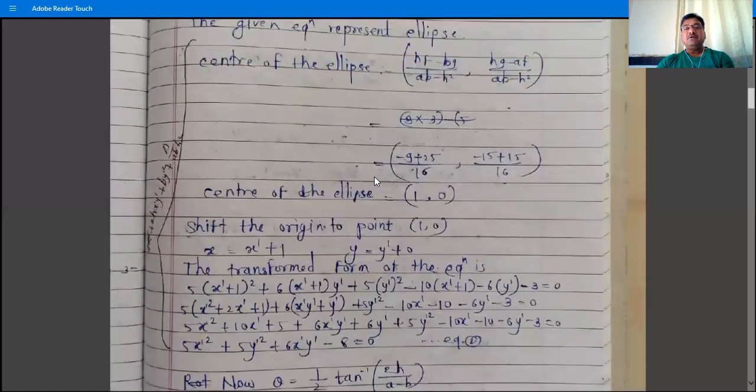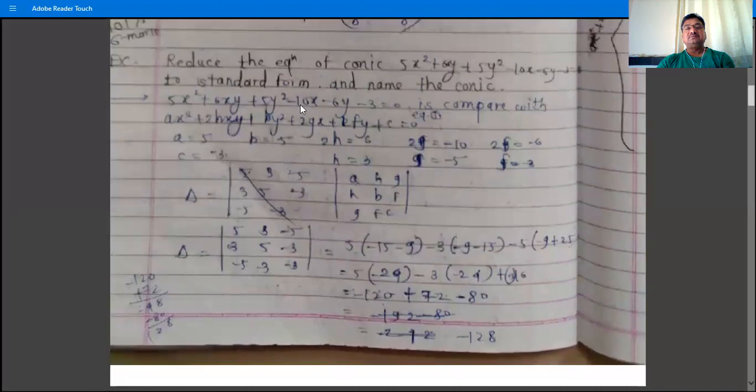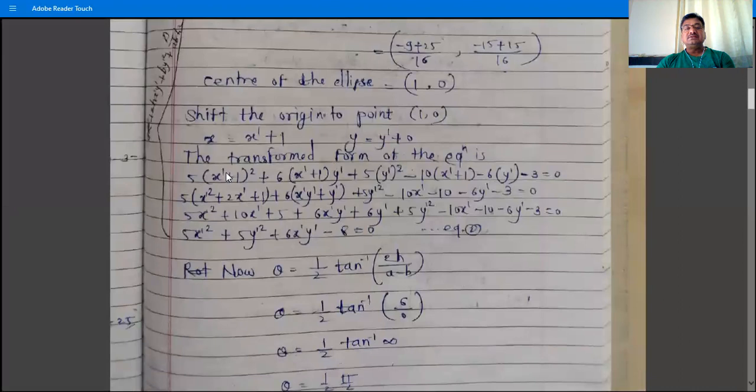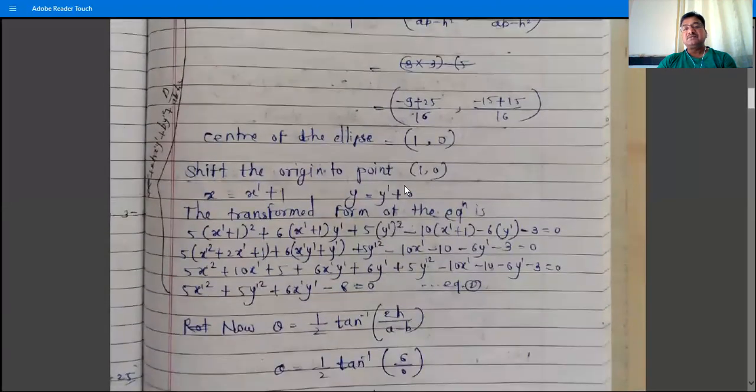Then the transformed form of the given equation is what? Is 5x², so replace x by (x' + 1)², plus 6x into y: x means x' + 1, into y means y', plus 5y'², y² means y'², minus 10 times x, value of x is x' + 1, minus 6y', y value of y, minus 3 is equal to 0. So replace x by x' + 1 and y is equal to y'.